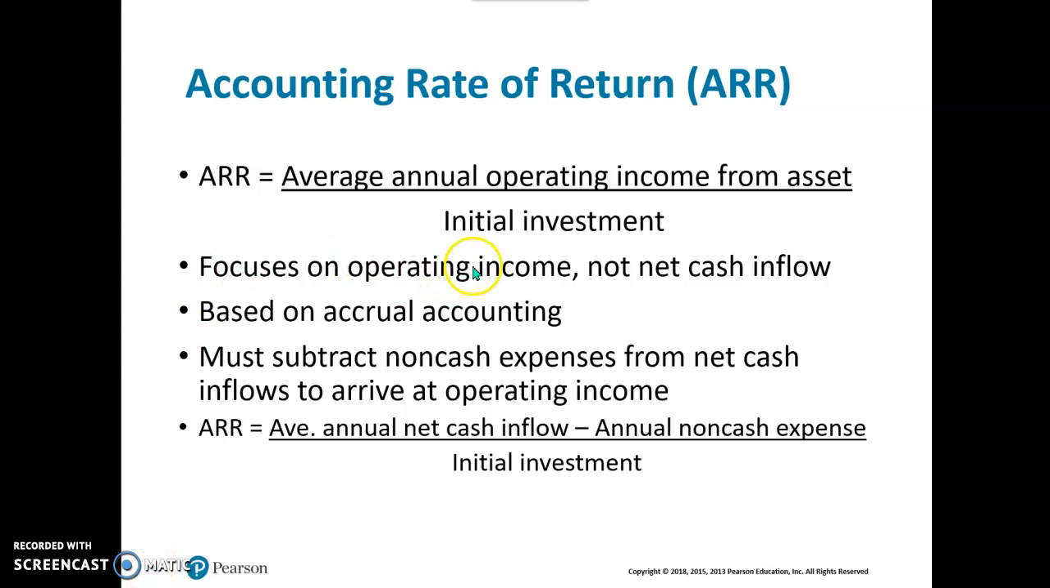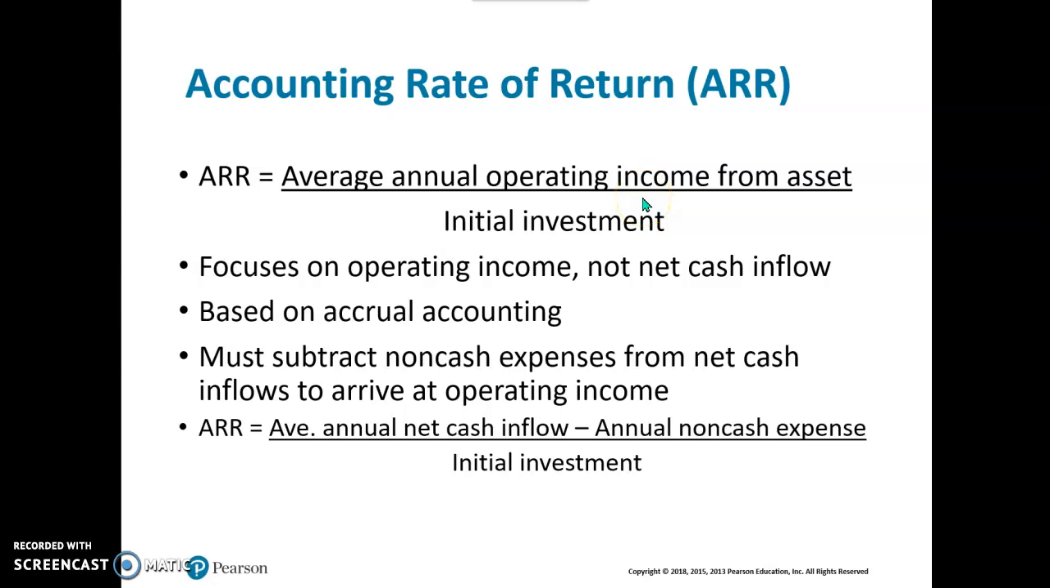Okay, this is the accounting rate of return. It really wants to see what the impact of the project is going to be on the income statement. It's sort of what it's looking for, in a slightly modified way. But you take the average annual operating income from the asset. So it's average annual operating income.